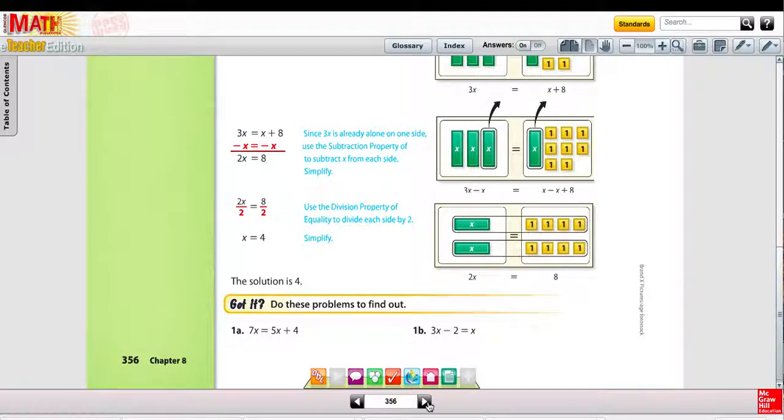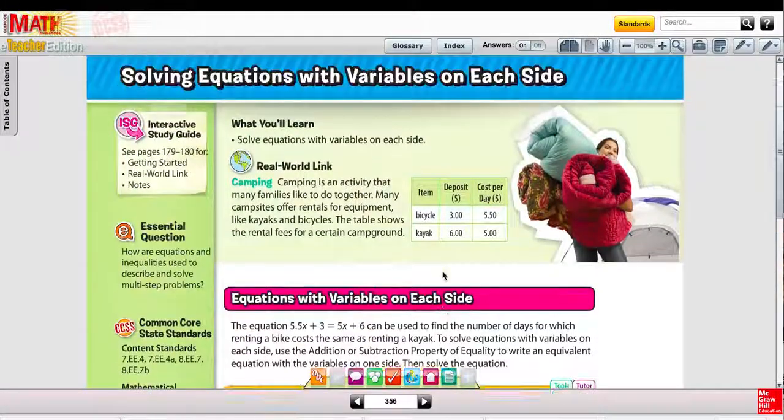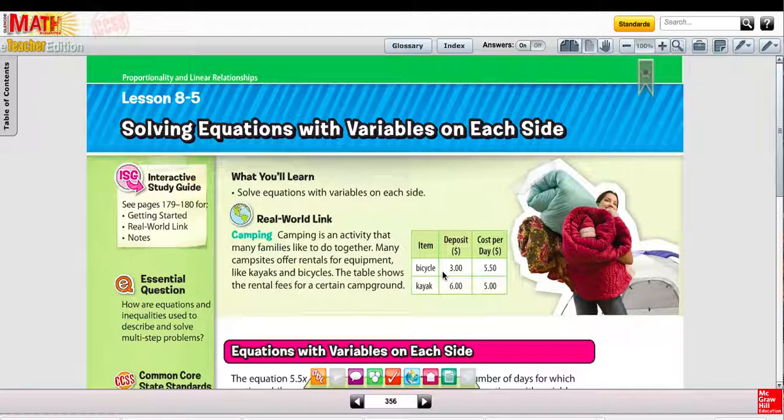And we're still going to be looking out for those parentheses first. And then if we have variables on both sides, we're going to pick a side. It doesn't matter if you get them to the left side or the right side. We just need to pick a side for the variables. So in this section, you're going to be solving equations with variables on each side of the equal sign. Okay, so I added that in there for you.